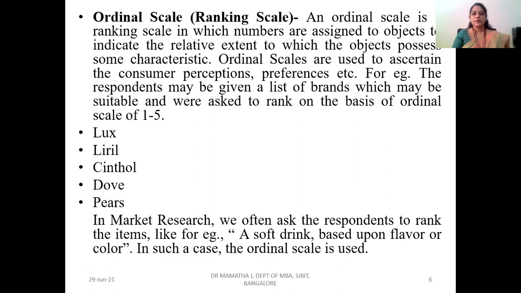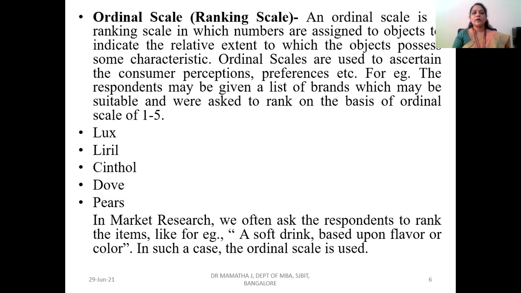For example, the respondents will be given a list of brands of toilet soap to be ranked. Based on brand preference, whichever the customer likes, they will rank in order, and we'll give them the rank order from 1 to 5. If the customer puts a particular brand in first position, it means the preference is 1, so the brand stands in first place. For example, here you can see Lux, Liril, Cinthol, Dove, Pears. There are a variety of brands available in the market, so you just present the names in front of the respondent and ask them to rank them in order. If they place a particular brand in the first position, they are ranking it as 1.